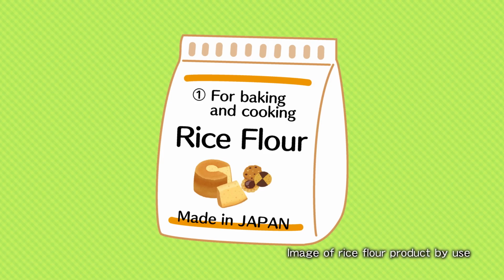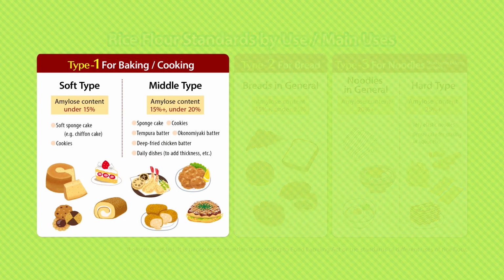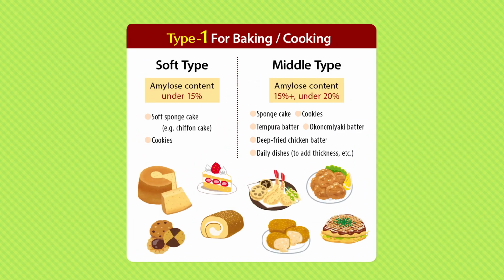Category 1 rice flour can be used for baked goods and everyday cooking. This comes in 2 types, soft and middle. The soft type is suitable for desserts with an enjoyable light texture, such as chiffon cake, while the middle type is versatile for pastries and cooking.